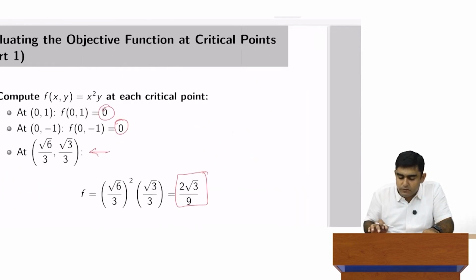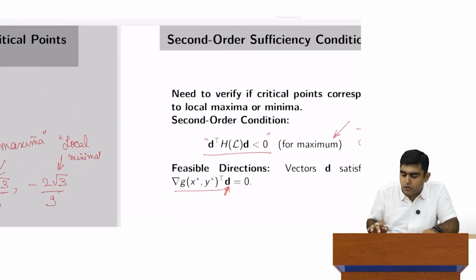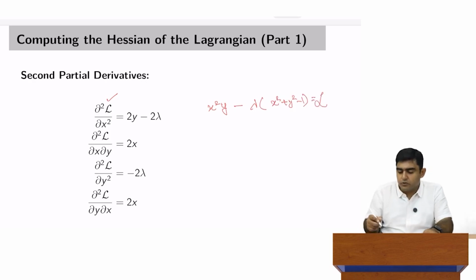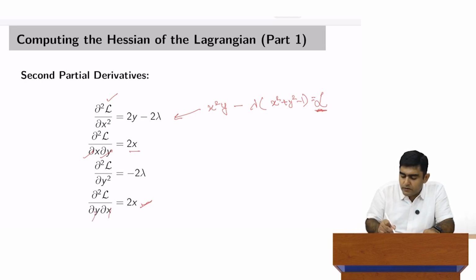Our Lagrange function that we wrote, I will just write it here again, was x square y minus lambda times (x square plus y square minus 1), which we wrote as L. So, if you differentiate it 2 times with respect to x, this is what you get. If you differentiate this Lagrange with respect to x and with respect to y, you get 2x. This is symmetric. So, the differentiation with respect to y and x would also be 2x, and differentiation of the Lagrange with respect to y 2 times should give you minus 2 lambda.